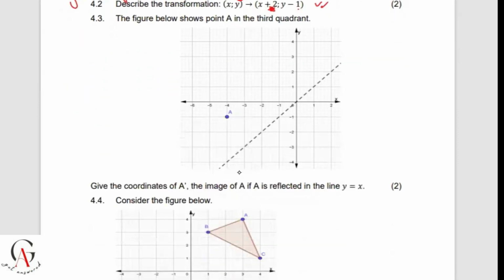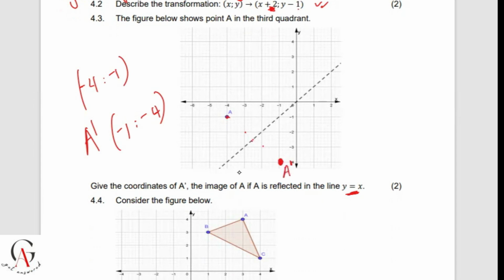Then 4.3. The figure below shows point A in the 3rd quadrant. Give the coordinates of the image of A if it's reflected in this point. There are 2 ways of doing this. The coordinates are -4 and -1. They want the coordinates anyway, so just switch them around, which means the image is going to be -1 and -4 without even drawing. If you want to draw, count how many blocks. It's 1 block and a half, which means it's a half and 1 block. So our A prime is going to be there. When you read off the coordinates, it's -1 and -4. So it's either that way or you just switch the points.